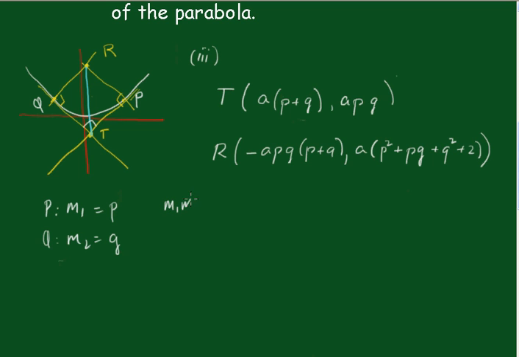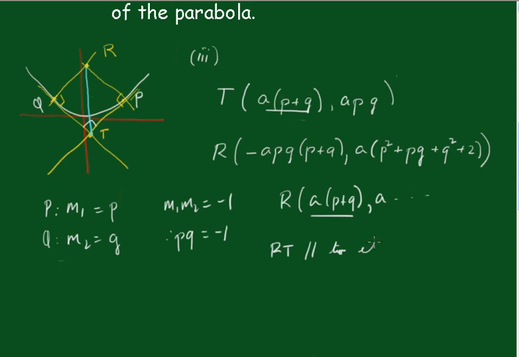Now, M1 M2 equals -1 because these are right angles. Therefore, pq must equal -1. So we replace this pq in here with -1. So in R, this becomes just simply a into p plus q and a into whatever that is. Because we can note straight away that the x value here is the same as the x value there. Now if this x value is the same as this x value, then RT must be parallel to the y-axis.